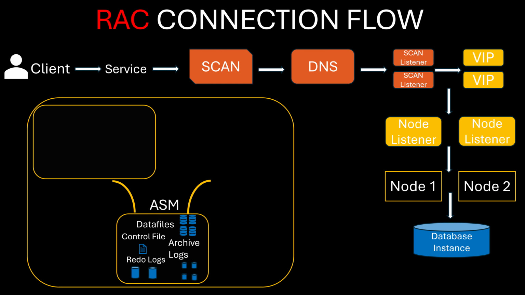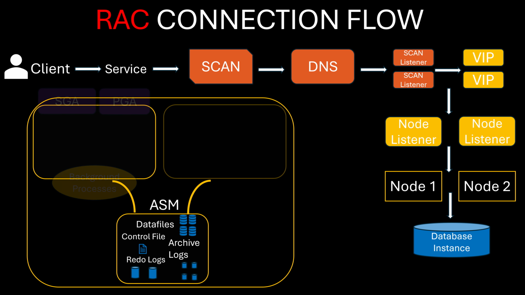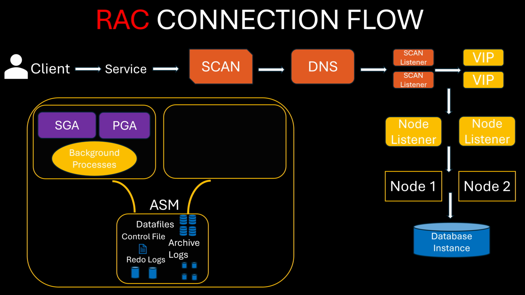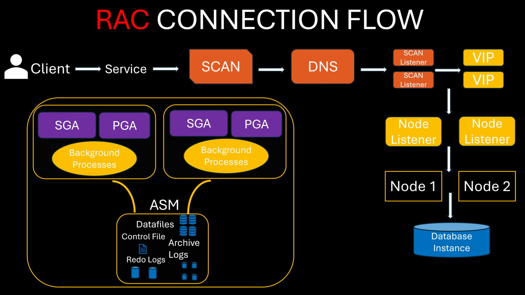Now imagine a user wants to connect to the database. In a single instance environment, the client typically connects directly to a listener. RAC works differently. The user simply provides a SCAN name. The SCAN name is resolved through DNS and the connection reaches a SCAN listener. Think of the SCAN listener as an airport traffic controller. It decides where incoming connections should land. The SCAN listener redirects the connection to an available node using a VIP. The VIP forwards the request to the node listener. The node listener establishes the database session.